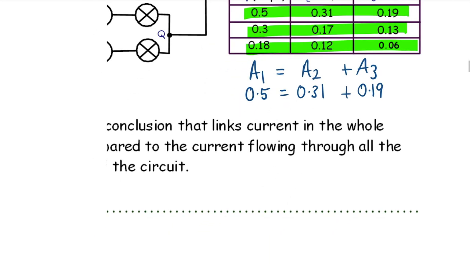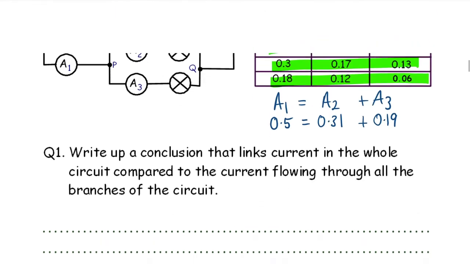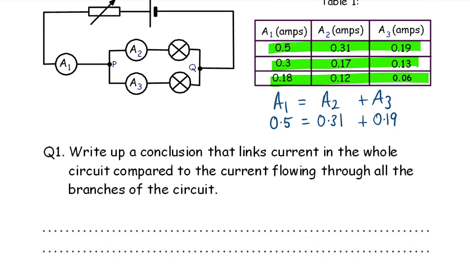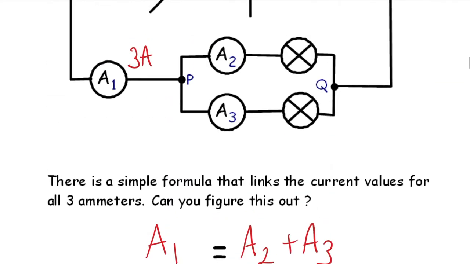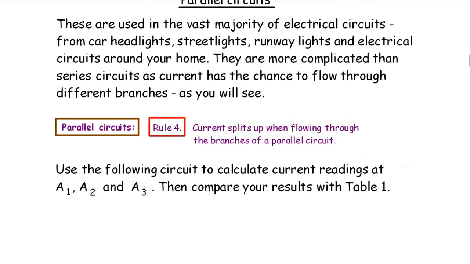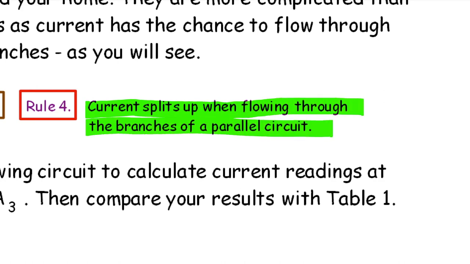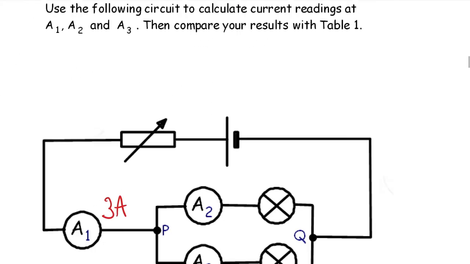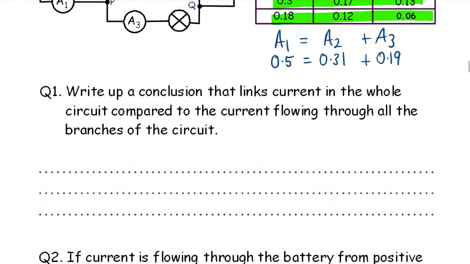So the conclusion is that it's the rule then, really, isn't it? That the current that flows through the battery adds up to the current flowing through the individual bulbs. Or it's just a matter of restating this: current splits up when flowing through the branches of a parallel circuit. And we can just use that to help us answer question one.